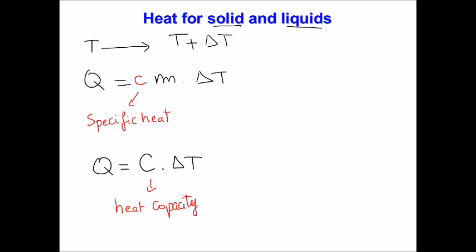So you can see that heat capacity is just specific heat times the mass. Why do we call it heat capacity? You see this formula, does it remind you of something? That's basically electrical capacity, isn't it? Electrical capacity, what is it? Q equals C delta V. What is C? That's capacitance. Q is the charge, delta V is the difference in potential.